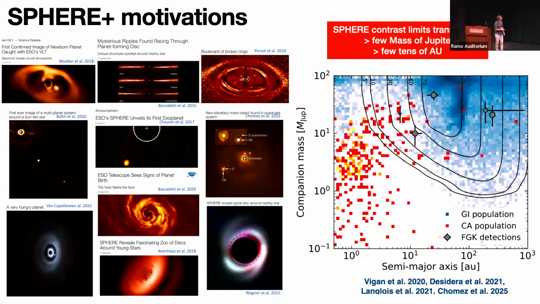And yet, Sphere is not able yet, if we look at the statistical analysis in this diagram, to reach a deep enough contrast to detect the bulk of the giant planet population that we see here. This is a synthetic population, all the red squares. So we have to improve the contrast in this region here.